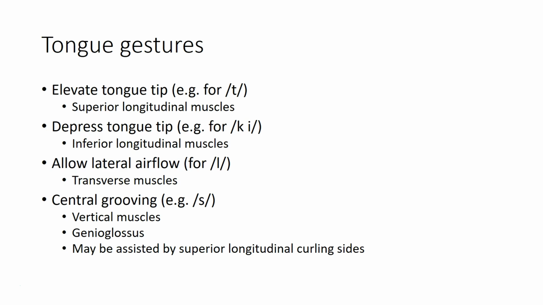For the fairly special lateral sound l, we have airflow around the sides of the tongue, so the transverse muscles are used to pull the tongue sides in toward the midline. Central grooving takes place in some fricative sounds like s to get you a very loud and high-pitched noise. That would use a combination of vertical muscles and the genioglossus to pull down on the center of the tongue. Contraction of the superior longitudinal muscle will also help keep the sides of the tongue up.